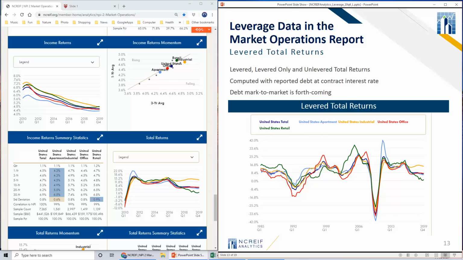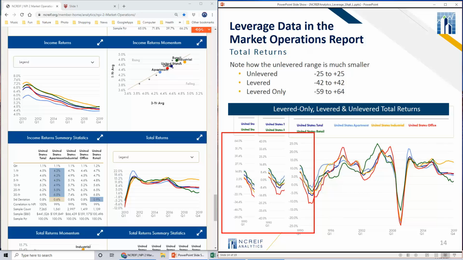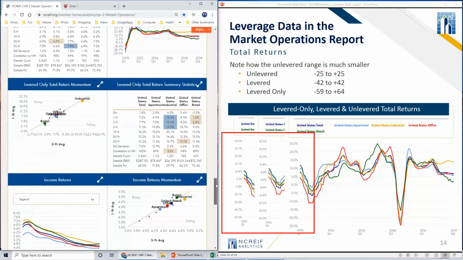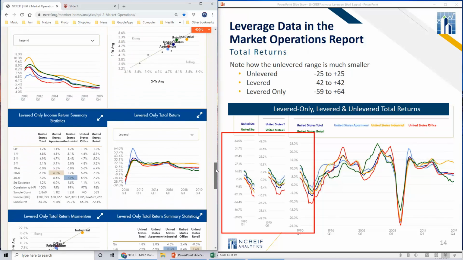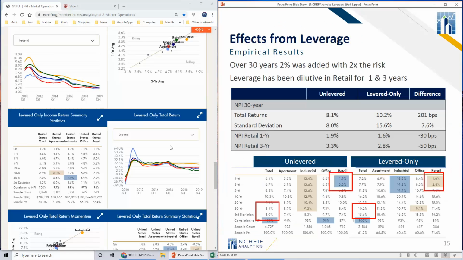While the shapes of the returns are generally similar, note the differences in the y-axis scale. The unlevered range goes from negative 25 to positive 25, the levered range from negative 40 to positive 40, and the levered only range from negative 60 to positive 60. It is important to realize that while leverage can increase the total return, it always increases the volatility of the returns. These differences are better viewed in the summary table.